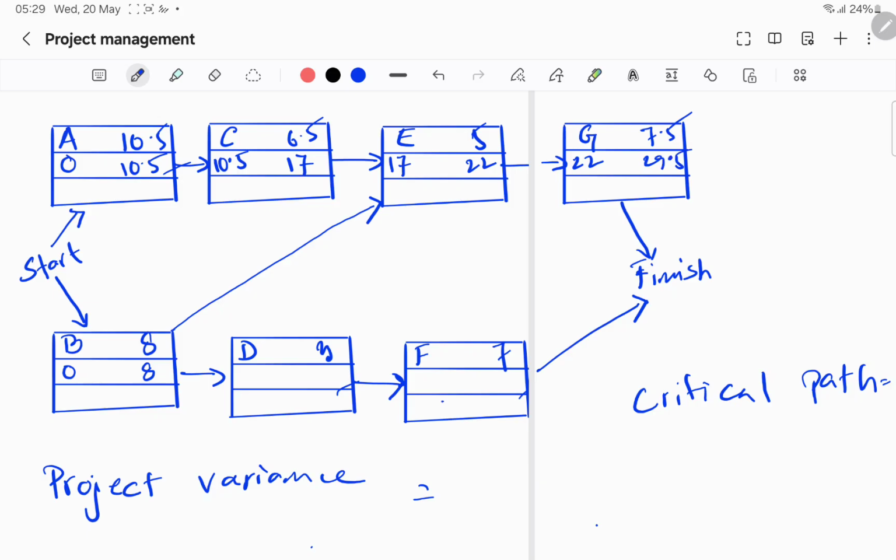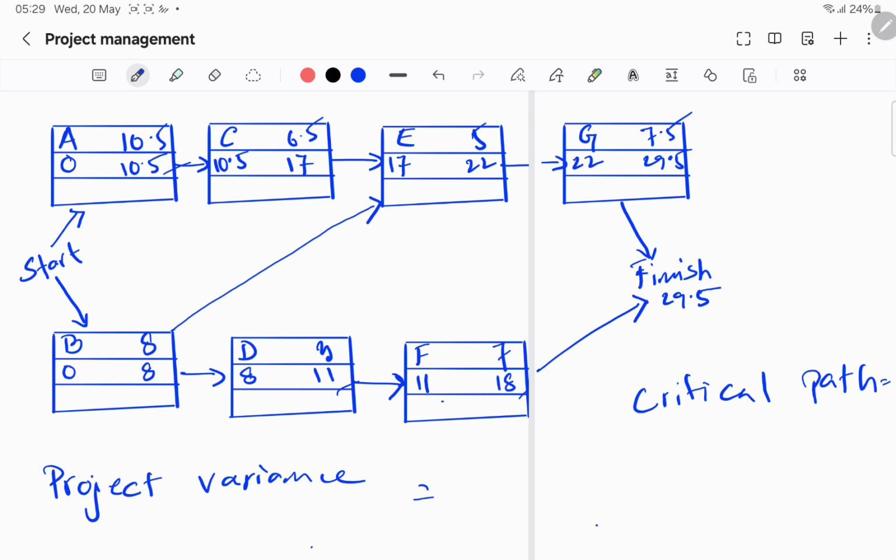Now the stream from B to D is 8 plus 3, which is 11. The earliest start for F is 11, and 11 plus 7 is 18. The highest one between these two last activities is our project expected time, which is 29.5.